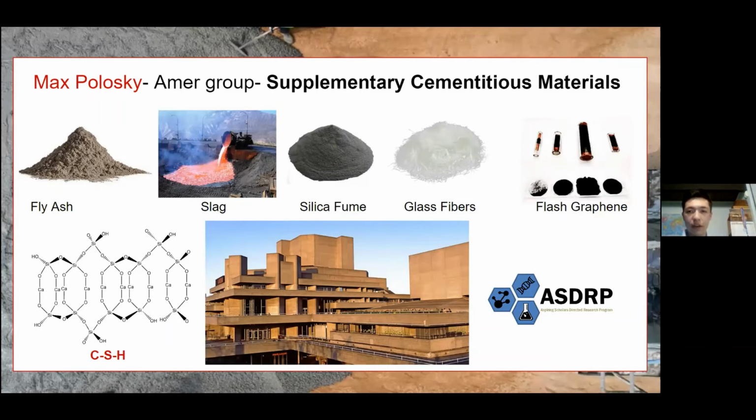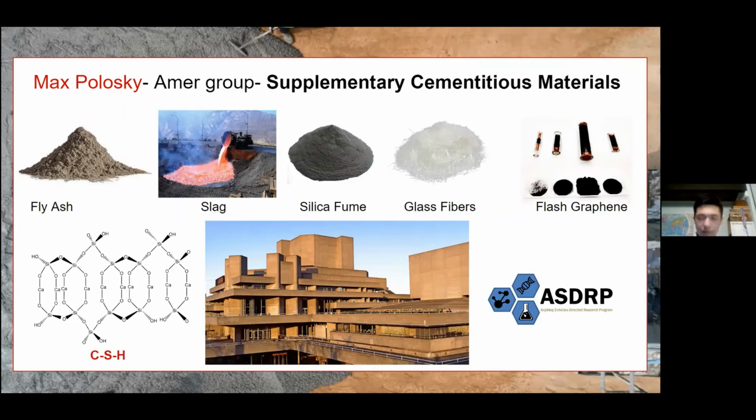Another common SCM is called slag, which is a byproduct of smelting metals and ores, and is commonly used in Portland cement with about 20 to 50% weight replacement. And slag has a very high potential for carbon capture, with about 0.27 to 0.43 kilograms of carbon dioxide being stored in slag cement per kilogram of concrete.